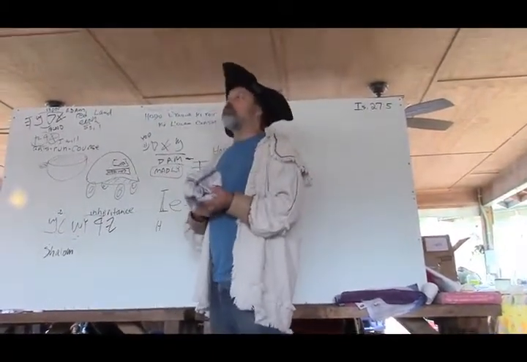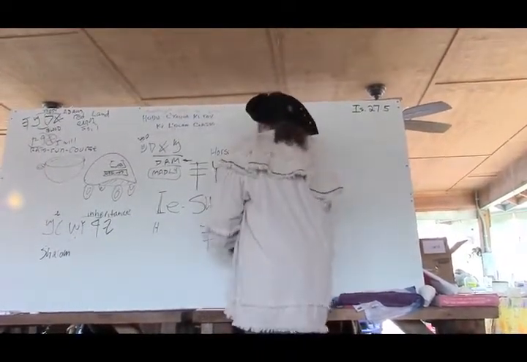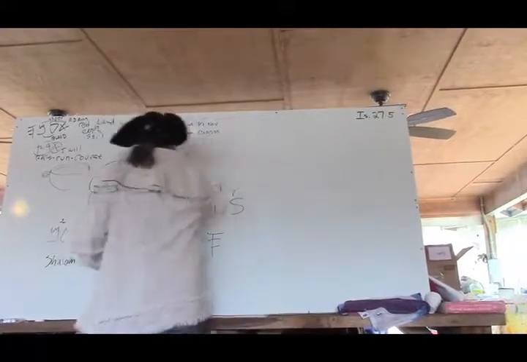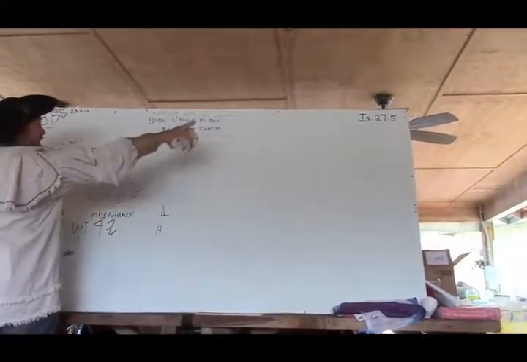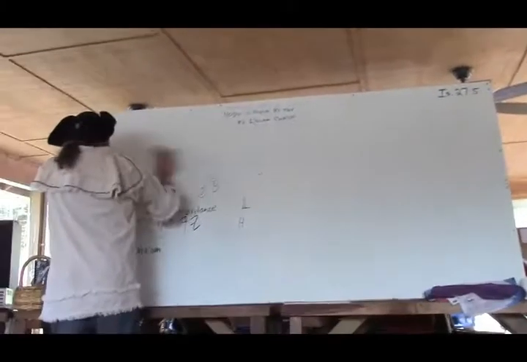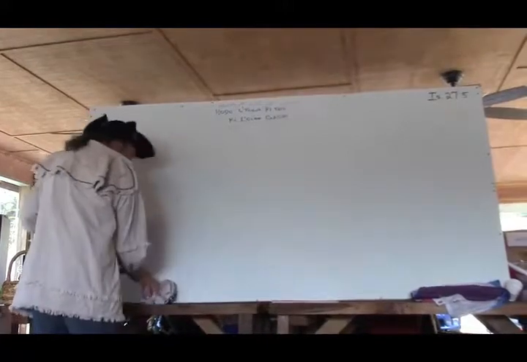So I'm doing the same thing with Musi. I'll show you that. Here, I'm going to erase this. Does somebody want to read Isaiah 27:5? I'll find it. Okay.